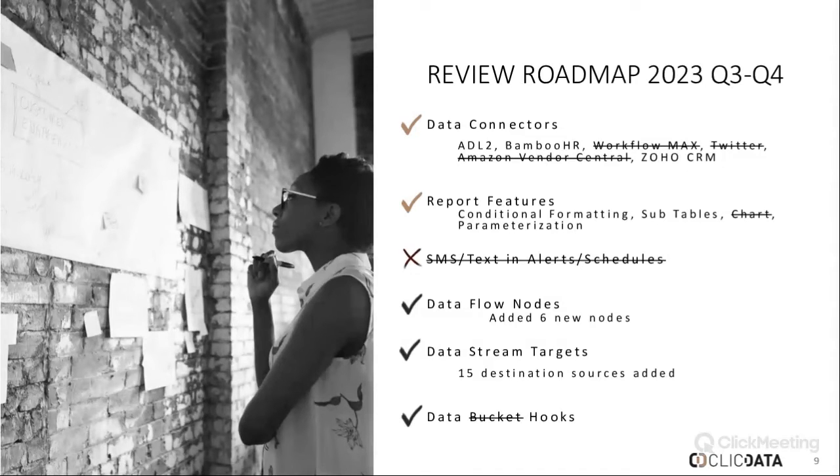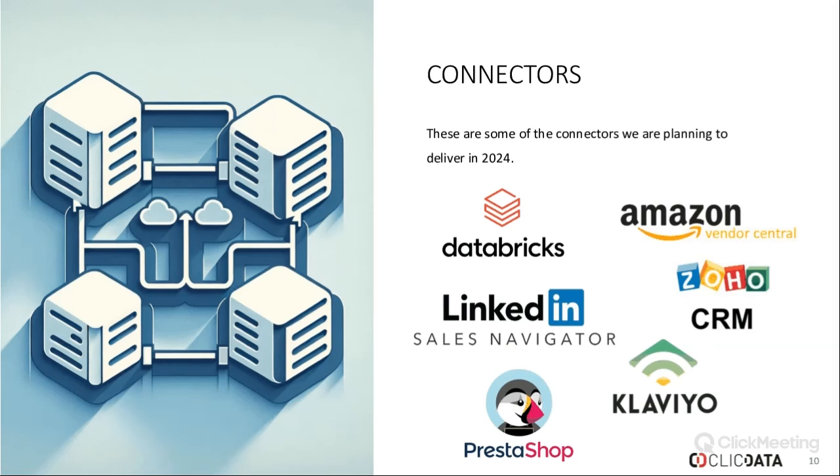Unfortunately, Workflow Max was a discontinued product by Xero, so we were setting out to do it and we didn't do it. Tweeter, with the entire X thing and the cost of it, kind of put that out of the market for us and for many of our customers. And Amazon Vendor Central is just taking longer to deliver. So in essence, we've kind of delivered as many data connectors as we could. We replaced some other ones. We delivered reporting, and we have conditional formatting and subtables coming soon. It's already started in the end piece of 2023, and parameterization was actually delivered. So not too bad. We had a few turns, but nonetheless, let's see how well we do this year.